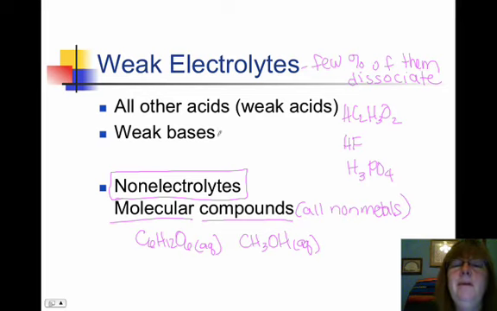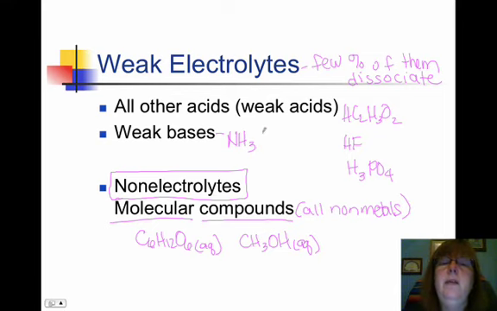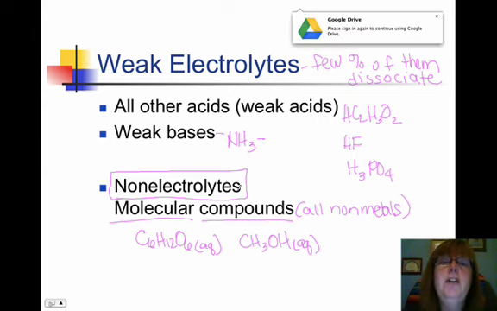Okay, I forgot to talk about weak bases, and really the only one I want you to know right now is ammonia, NH3. That is the only weak base that we really need to know at this point, and it is a weak electrolyte, like those weak acids. It actually does not donate a proton. A base will accept a proton, but that's for our acid-base chapter later. So, weak electrolytes, just a few percent of the molecules in solution will dissociate: weak acids and our weak base that we need to know, which is ammonia, NH3.